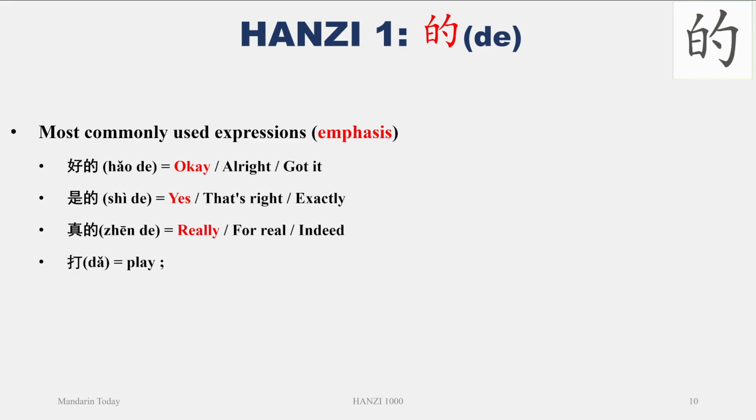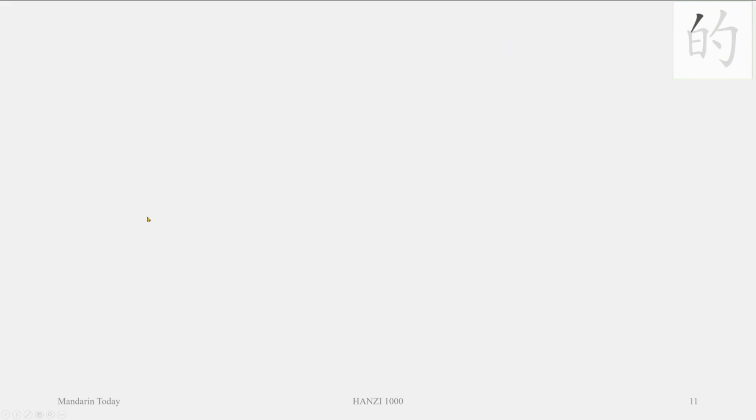If you have WeChat or you are talking to someone online, sending messages to each other, you will see 好的 and 是的 appear very often. Okay, 好的, 是的.